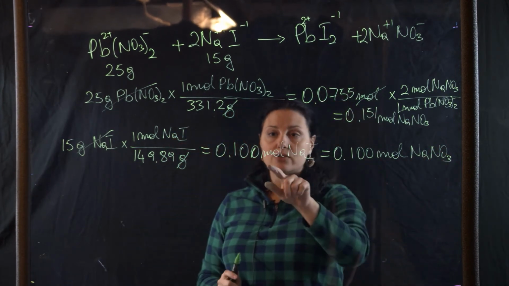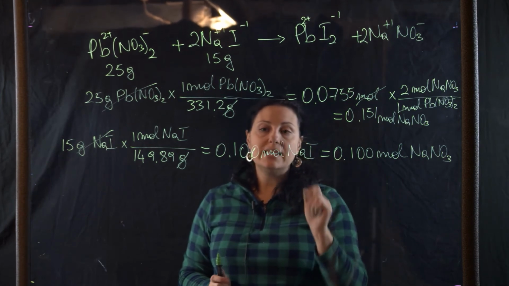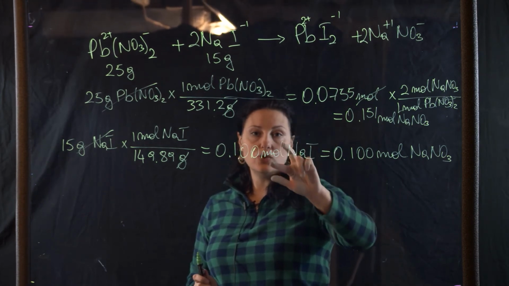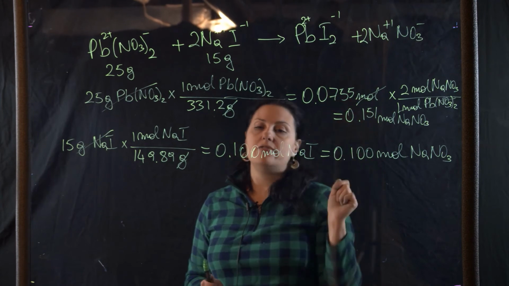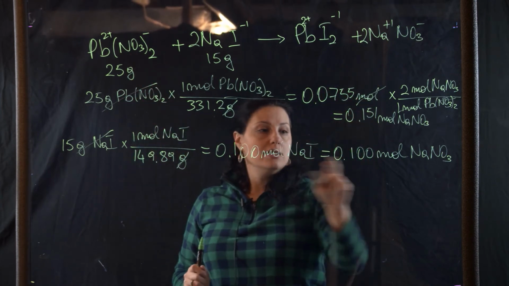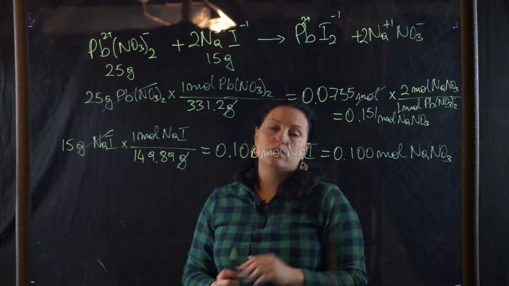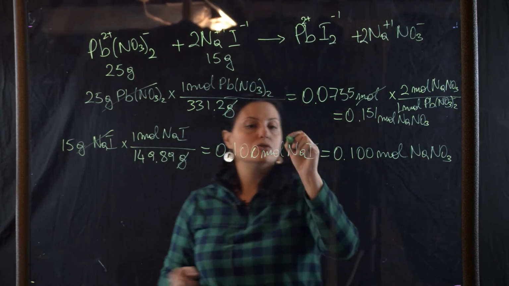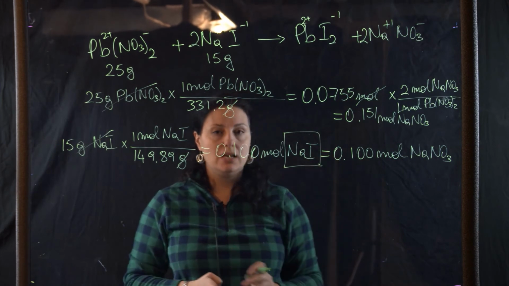Okay, this is going to run out faster. That's what I said. By looking at just these 2 amounts, you would have said, oh, this is going to run out faster. But no, you have to take into account the molar ratios. This is going to give me the least amount of sodium nitrate. So sodium iodide is my limiting reagent.